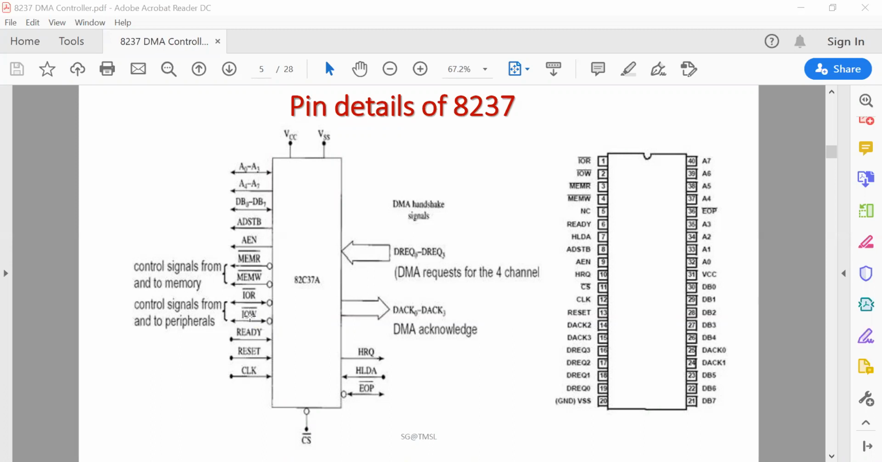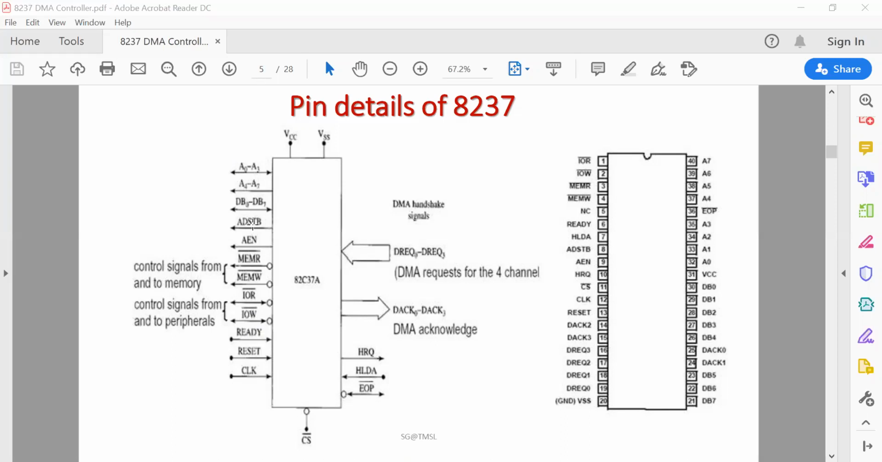In the same way, for IO write operation, in the idle cycle, it is an input control signal used by the CPU to load information into the 8237. And in the active cycle, it is an output control signal used by the 8237 to transfer data to the peripherals.